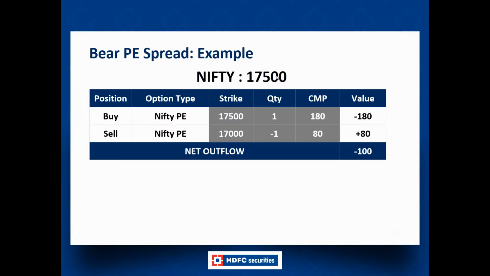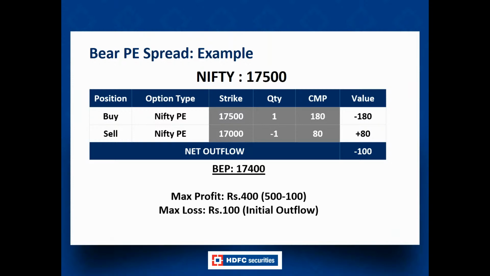If my view goes wrong and Nifty starts moving above 17,500 level, I will make only 100 rupees per share as a loss. Unlike if I were just buying the put option, I would have made a loss of 180 rupees per share if my view went wrong. But here I am hedging my option by selling the 17,000 put option. So I'm receiving a premium of 80 rupees, and my cost has reduced from 180 to 100 rupees. So the break even for this strategy is 17,400. Below 17,400, I will start making a profit. 17,500 is the strike price which I have bought, and 100 rupees is the cost involved in it. So 17,500 minus 100 is 17,400, the break even point, and below that I will make profit.